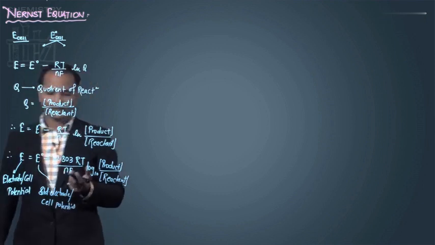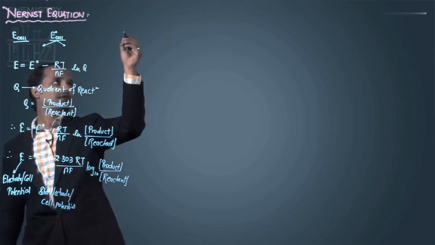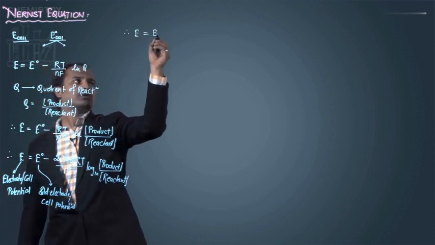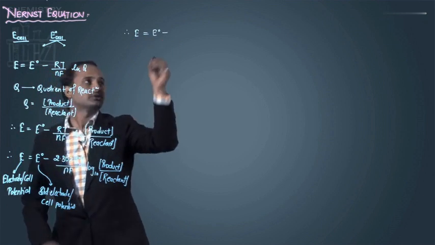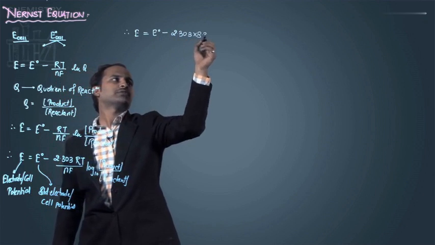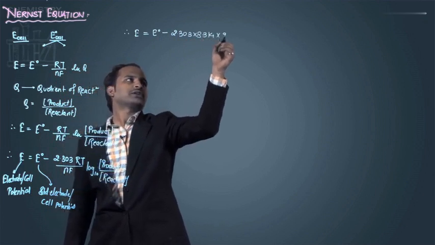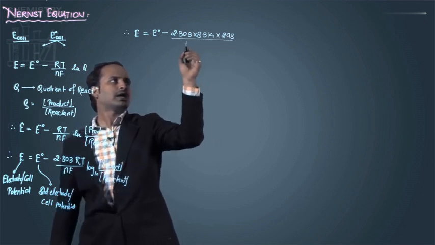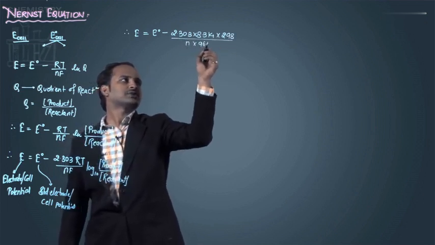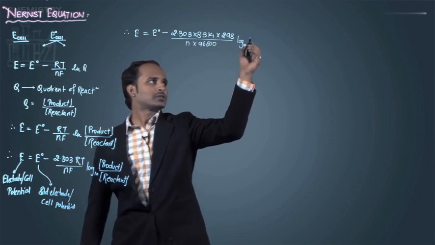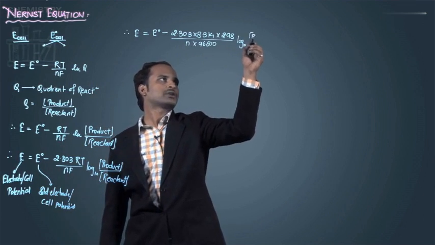R is a constant as I said, so we will have E is equal to E naught minus 2.303. R is a gas constant, its value is 8.314. Temperature, we are considering the standard condition, so the temperature is going to be 298, upon N into 1 Faraday, which is 96,500 coulomb, into log to the base 10 of product concentration upon reactant concentration.